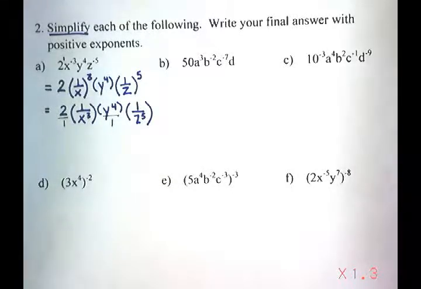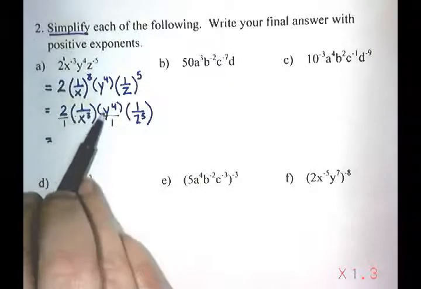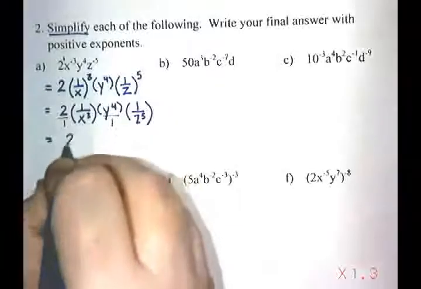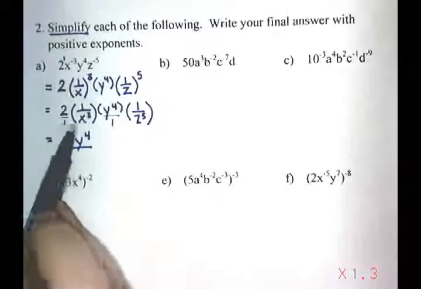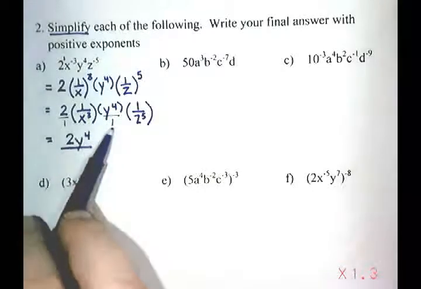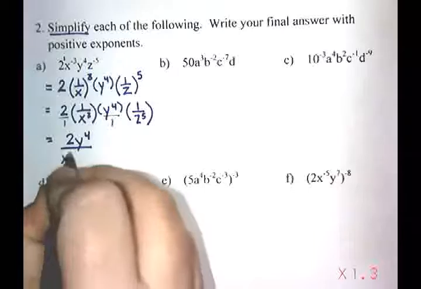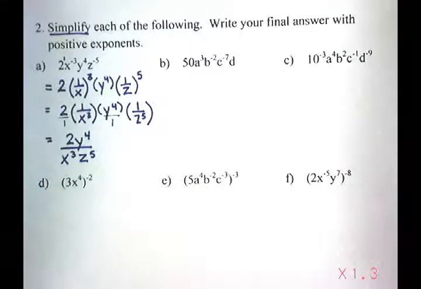So I'm going to multiply all my numerators together. So 2 times 1 is 2, times y to the 4 is going to be 2y to the 4, times 1 is still just 2y to the power of 4. And in the denominator, 1 times x to the 3 is x to the 3, times 1 is still x to the 3, times z to the 5 gives me x to the 3, z to the 5. Now the question asked me to simplify, which I did, and to write it with positive exponents, and I don't have any negative exponents left, which means that is my final answer.